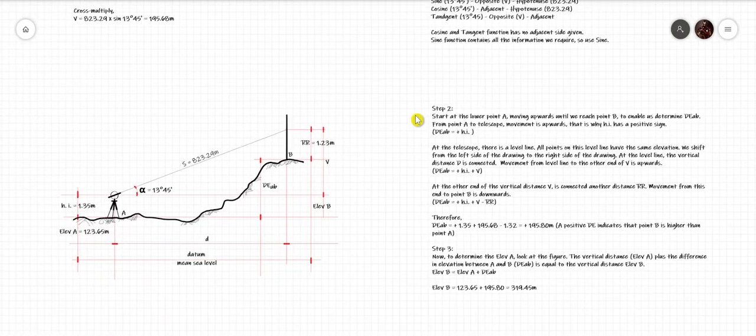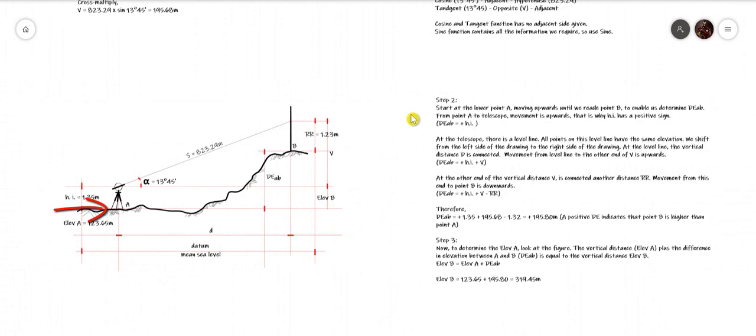Step 2. Start at the lower point A. Move upwards until we reach point B, to enable us determine dE sub AB. From point A to the telescope, movement is upwards. That is why HI has a positive sign. To start with, we have dE sub AB equal to positive HI. At the telescope, there is a level line. All points on this level line have the same elevation.